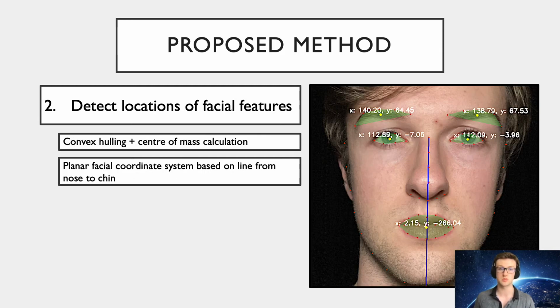Secondly, we needed to split the face up into the facial features of interest, so the eyes, the eyebrows, and the mouth. We defined each feature based on the positions of the landmarks that formed its convex hull, and we represented the center position of each facial feature using a coordinate system that was based on the line from the bridge of the nose to the chin.